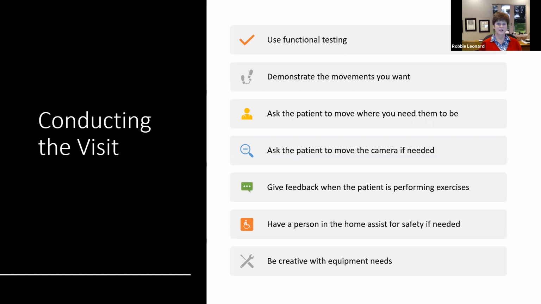If you've got a patient that you're worried about their safety, engage their caregiver to help them and to assist them. So set that up ahead of time and make sure you make that part of the expectation. You might need to be creative with equipment needs. They may not have a half-pound weight, but they might have 2 soup cans. So, you need to be thinking about their equipment needs and ask what the patient has.